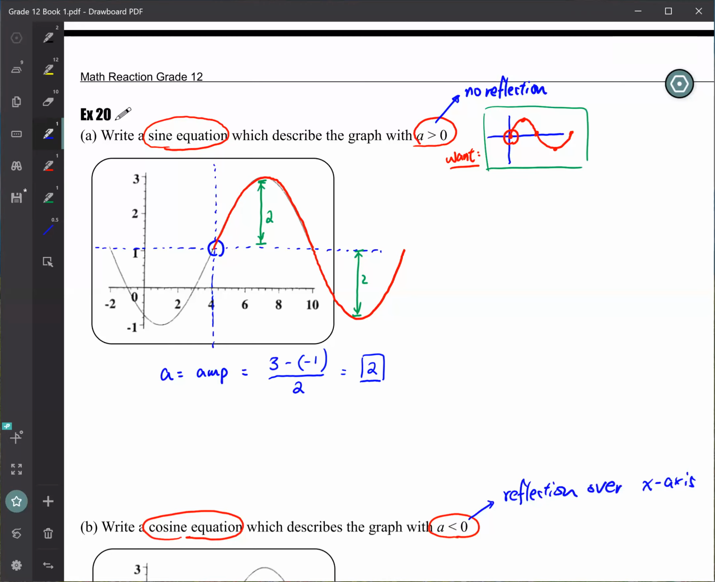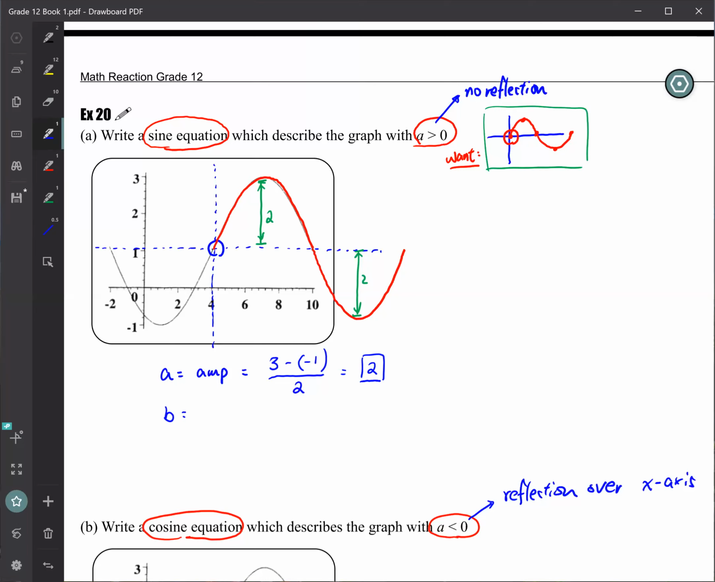Now let's look at B. Okay, what did we use the B to find before? What was the use of B? What's that got to do with the graph? Anyone? Cindy, what do we use the B for? The period. Period, very good.